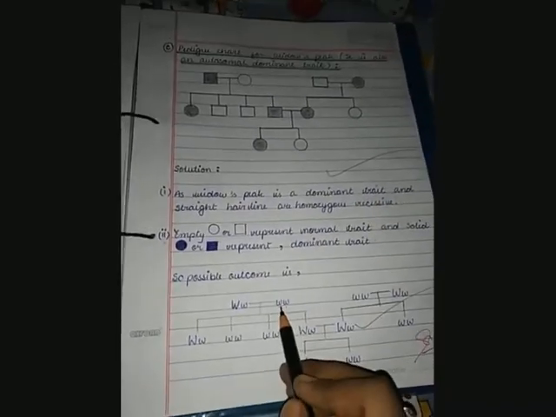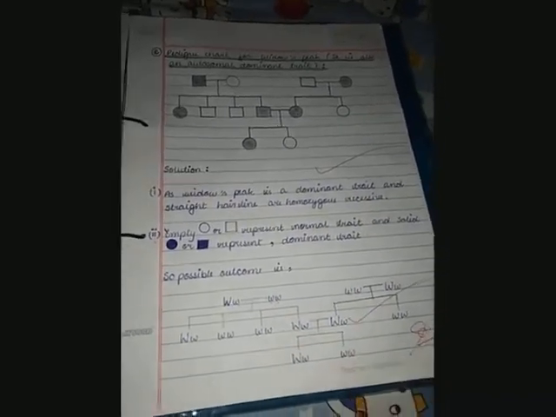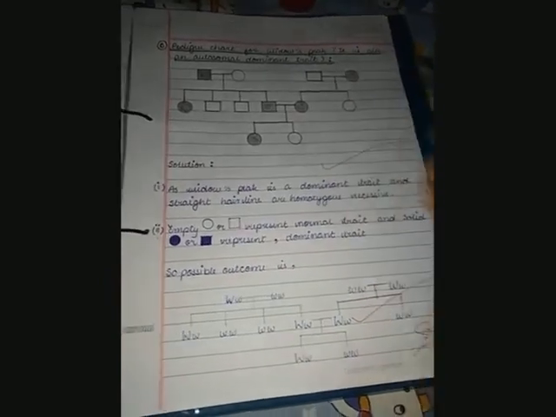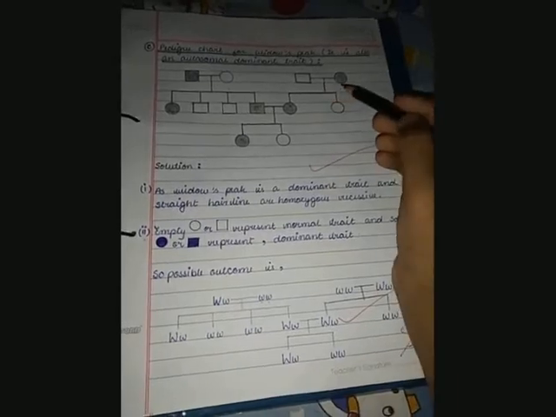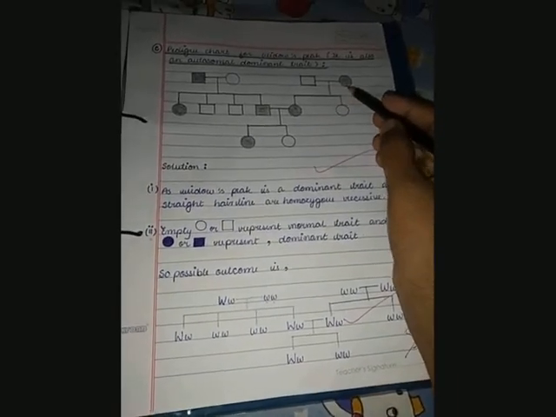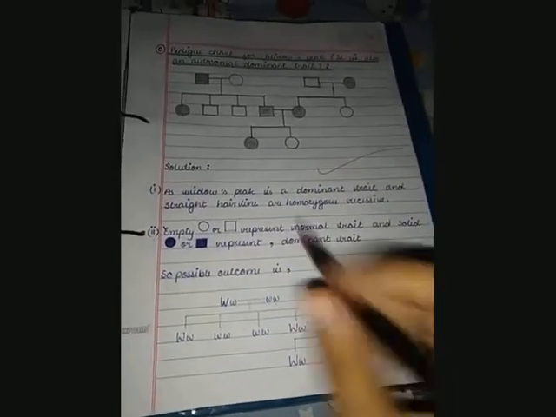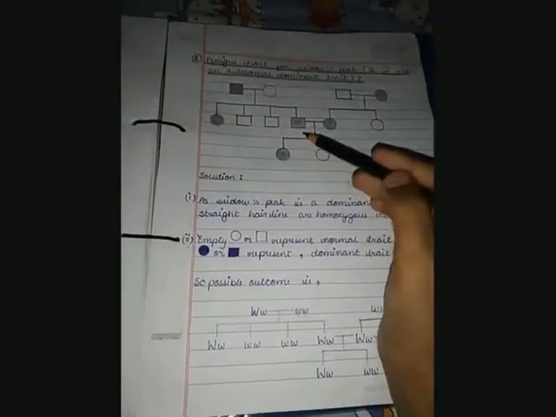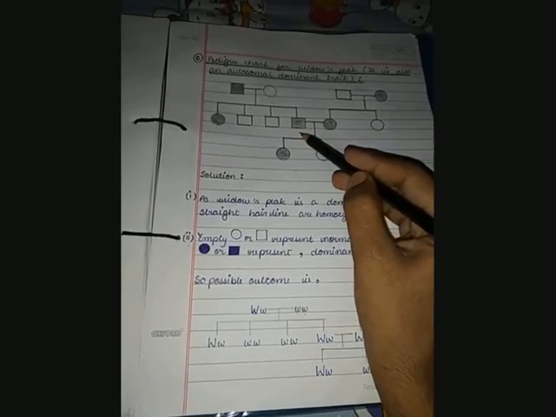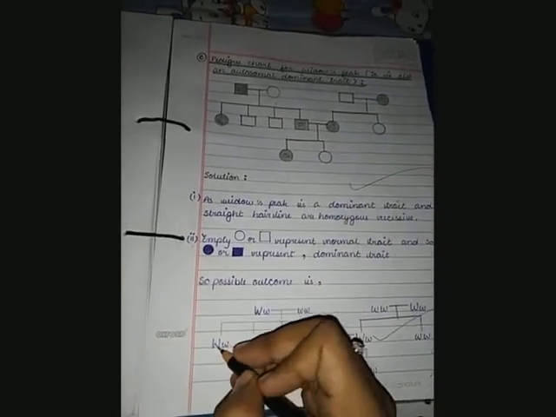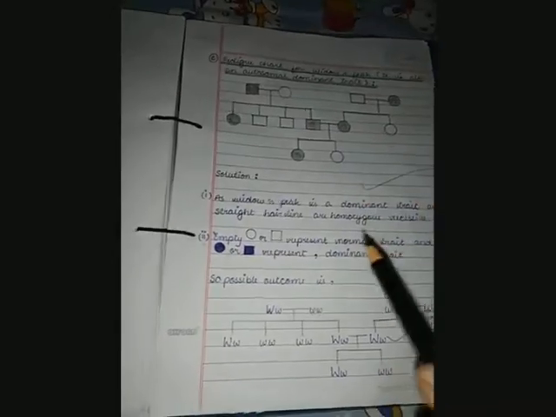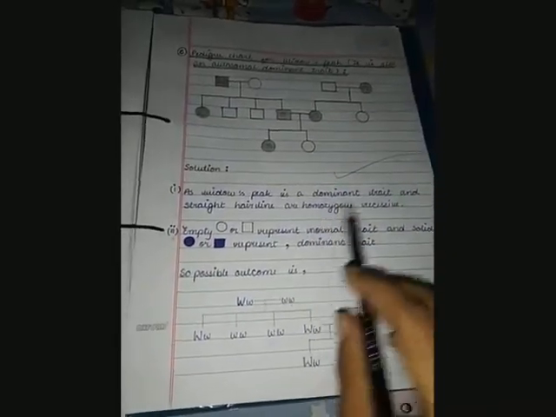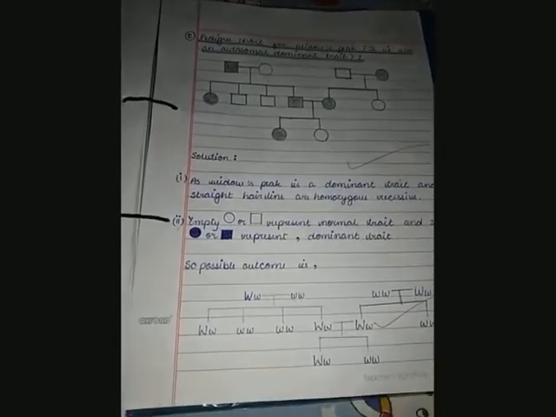So both small w. Similarly, here also normal means homozygous recessive, small ww. And it is the affected one, meaning the presence of capital W. So in this way it is completed. Same, where it is affected, as it is the dominant one, here is the presence of capital W. And where it is normal, normal means the recessive. Homozygous recessive means both small w.